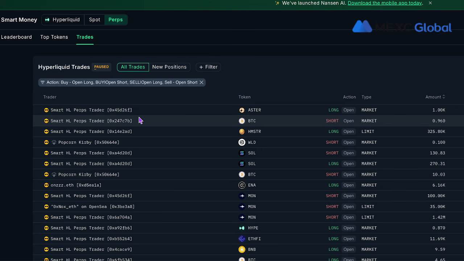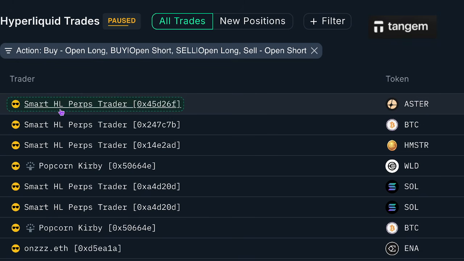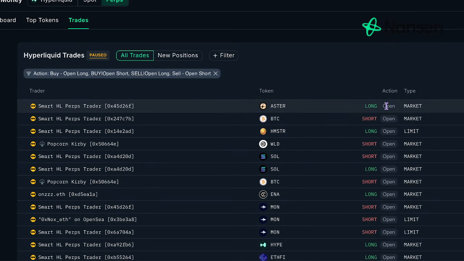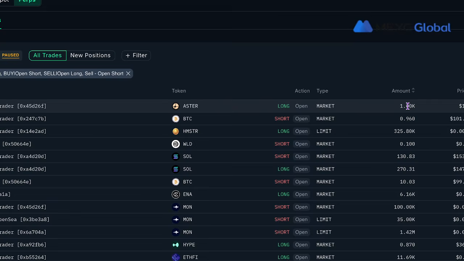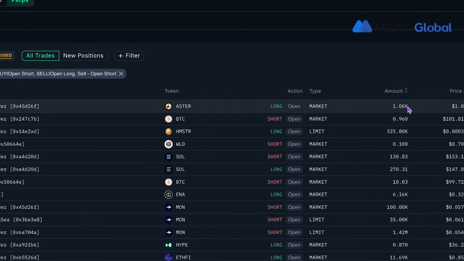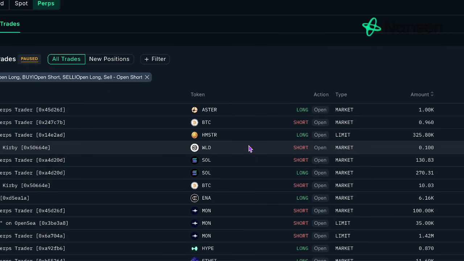This time is Perpetual, time is AI. This is the game changer here. Okay, Hyperliquid trader is long, just opened a long on, you know, $1,000 on Asta. Then you've got BTC short here, $100,000 position. This is a game changer for me.